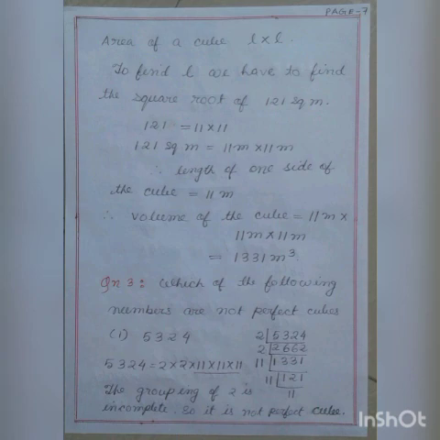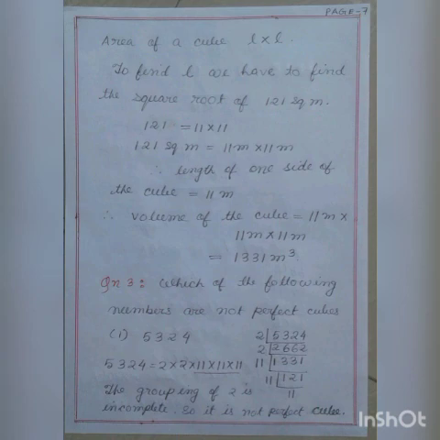Now the volume of the cube is, as I have already told, L into L into L. So I have got the length of one side as 11. So 11 into 11 into 11 is equal to 1331 meter cube. Question number 3. Which of the following numbers are not perfect cubes? To find the answer, we have to find the prime factors of the given number.